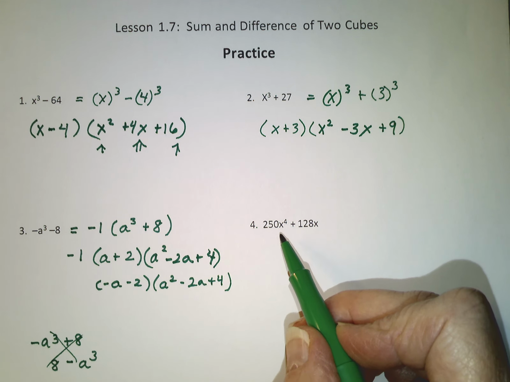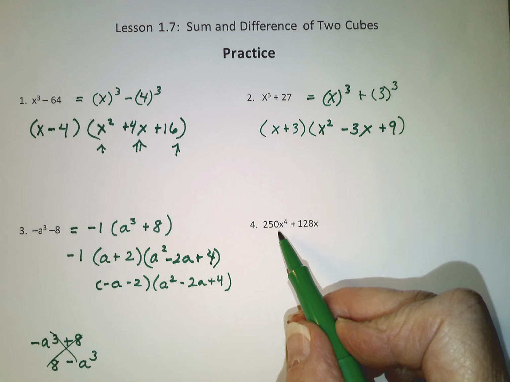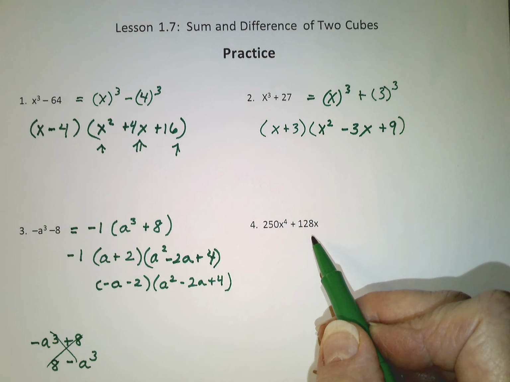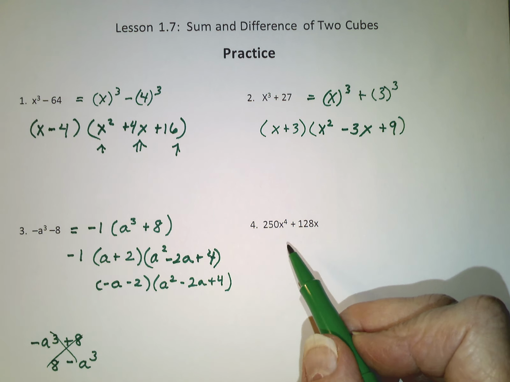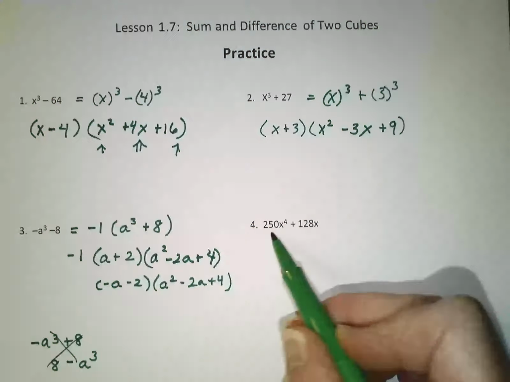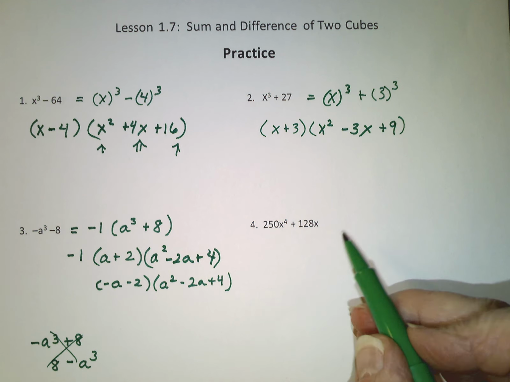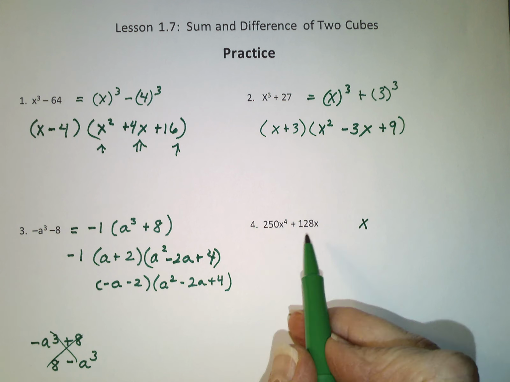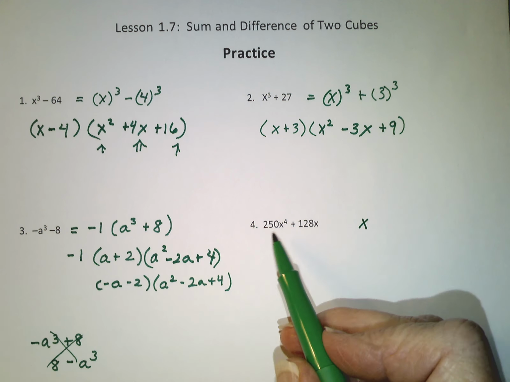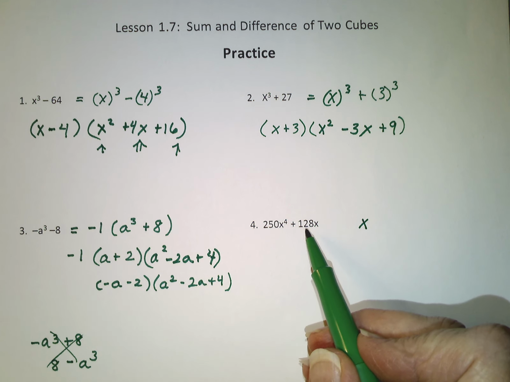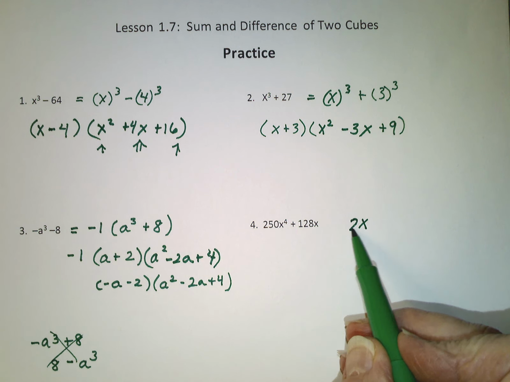Okay, so number 4. This isn't a perfect cube. Neither is this. But maybe this common factor deal is going to work again. Any common factors we could pull out of both of these terms? Well, they both have an x. Both have an x we could pull out. And both of the coefficients are even. So at the very least, we could pull out a 2. Maybe a 4, I don't know. I'm going to start with a 2.